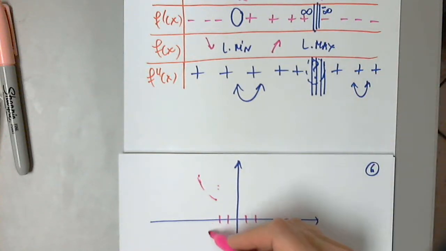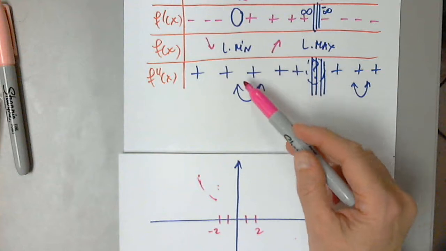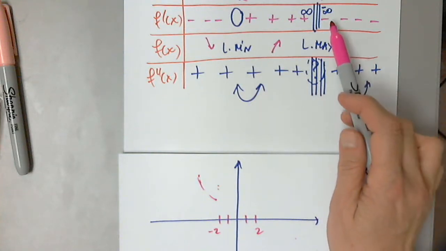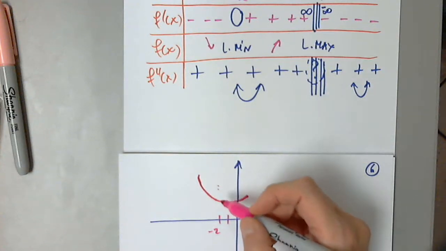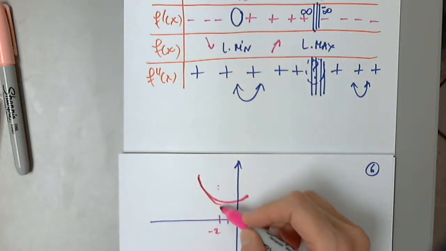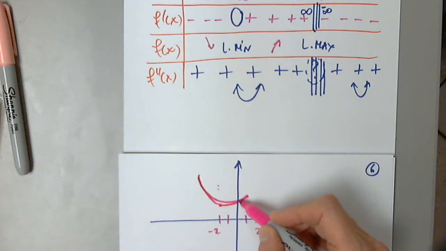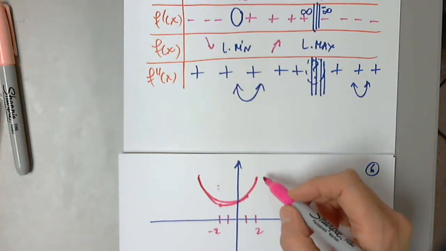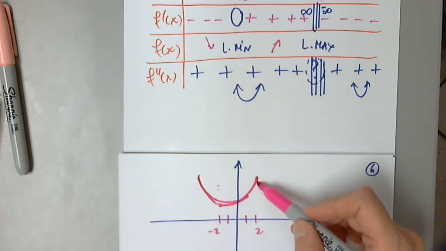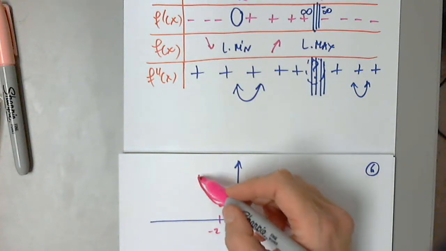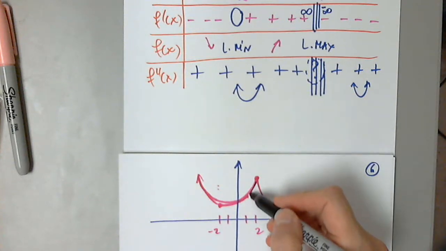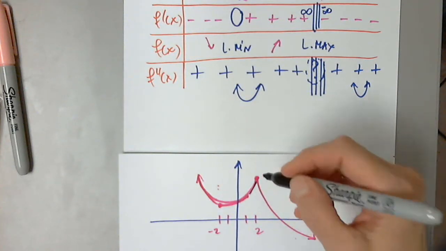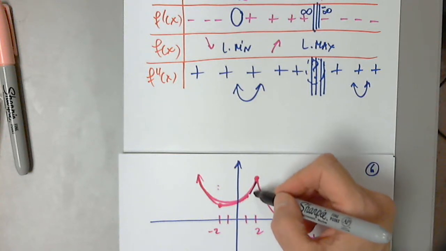This is a local max, this is -2 and 2. And opening upward, yes. So I want to make it clear that this is a local min. And it goes up. So this is the local min, this is the local max, and you see the tangent here is positive, the tangent here is negative, but it's a vertical tangent.